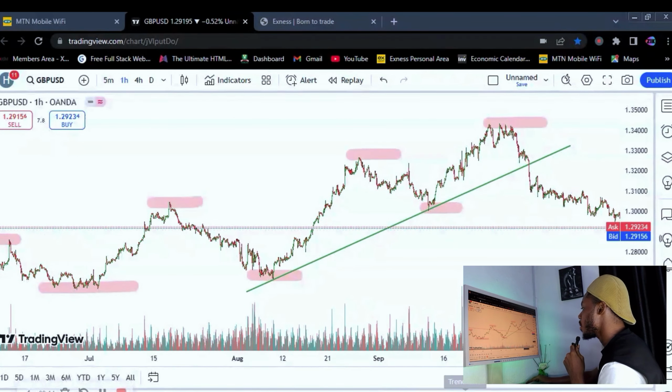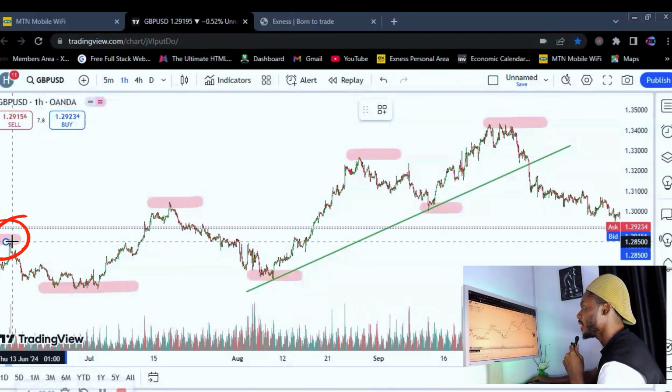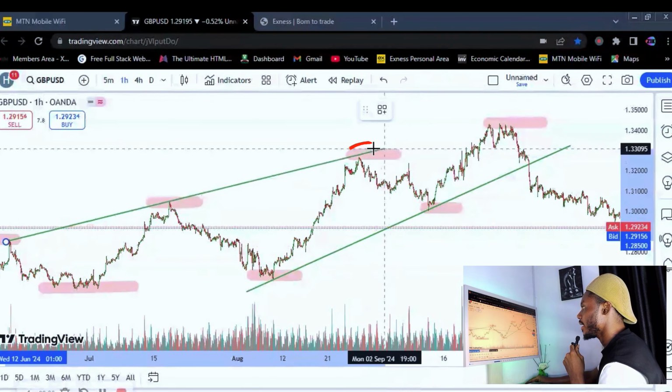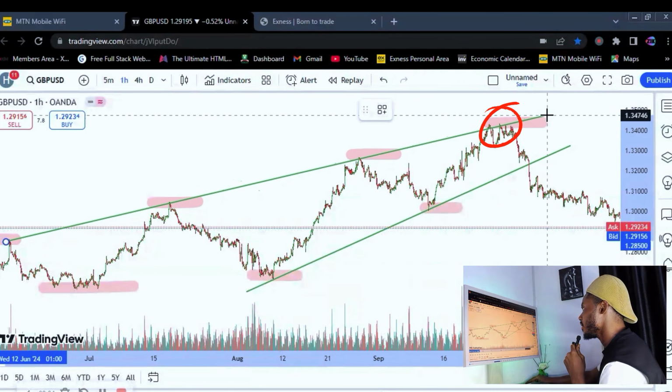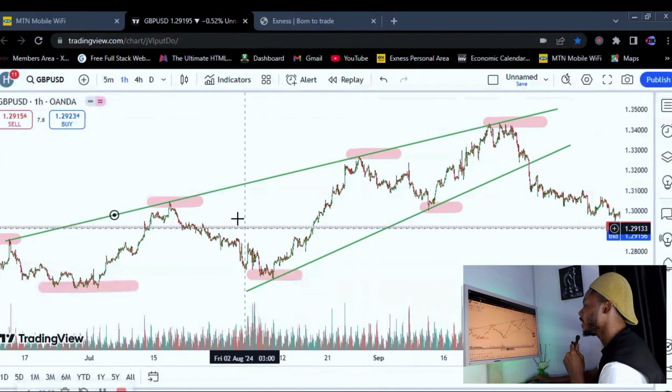Now, to draw our resistance trend line, you need to connect your higher highs together. Here is one high, here is another high, and here is another high, here is another high. The connection between these will give you your resistance.